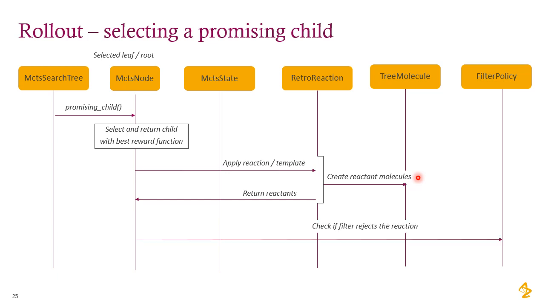The next thing that happens is that the Monte Carlo node will send the entire retro reaction to the filter policy and ask, is this a reaction that is okay? Can we keep this reaction? And let's say, for the sake of argument here, that nothing happens, the filter policy returns none, no exception is raised, it's fine.